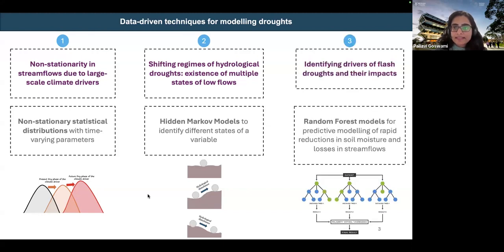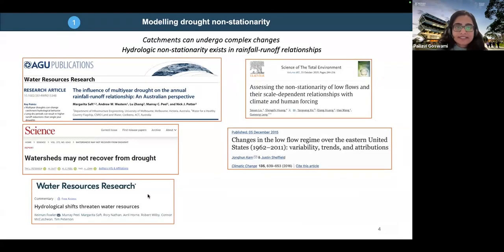The third segment is something to do with flash droughts, which are droughts that have a rapid onset. So I'll be demonstrating the application of random forest models, how we can use these predictive models to understand the drivers of flash droughts, and if we can also find explanatory variables to understand their impacts. So I'll begin with the first segment, which is how we can use non-stationary statistical models to understand the relationship of droughts and large-scale climate drivers.